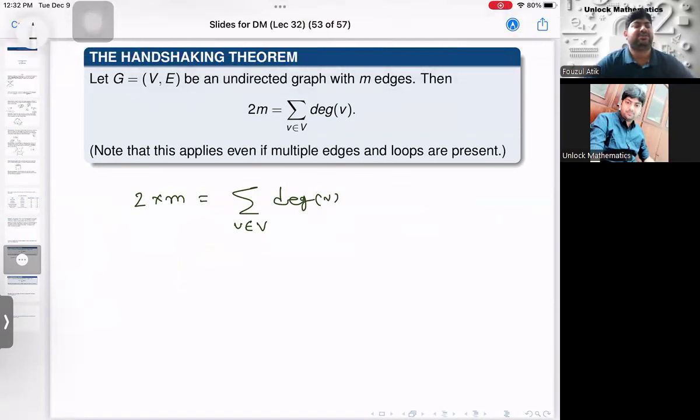Right? Now, why will this happen always? Because we have seen that if I have one edge, it is contributing what? It is contributing degree 1 to one of its end vertices.